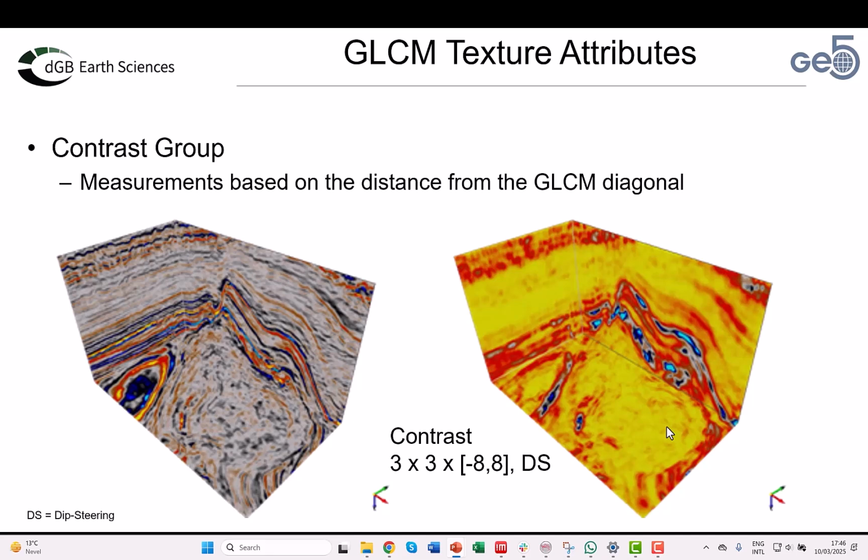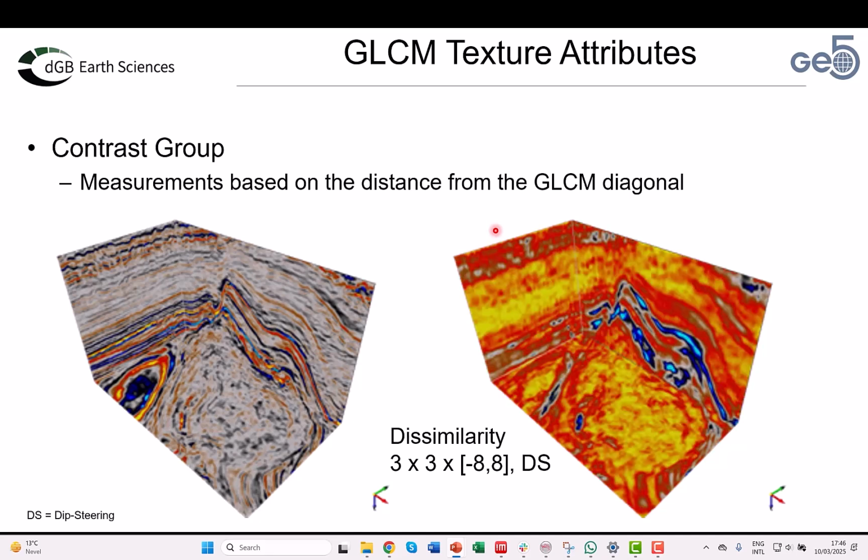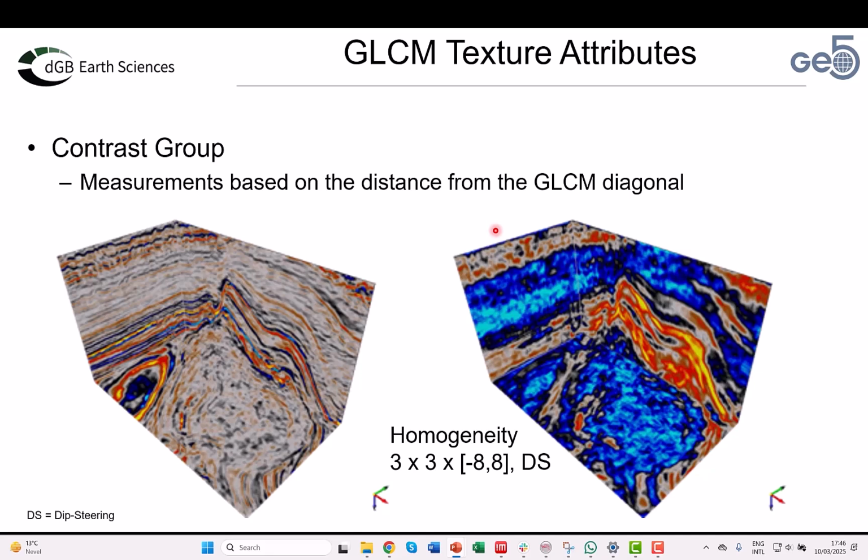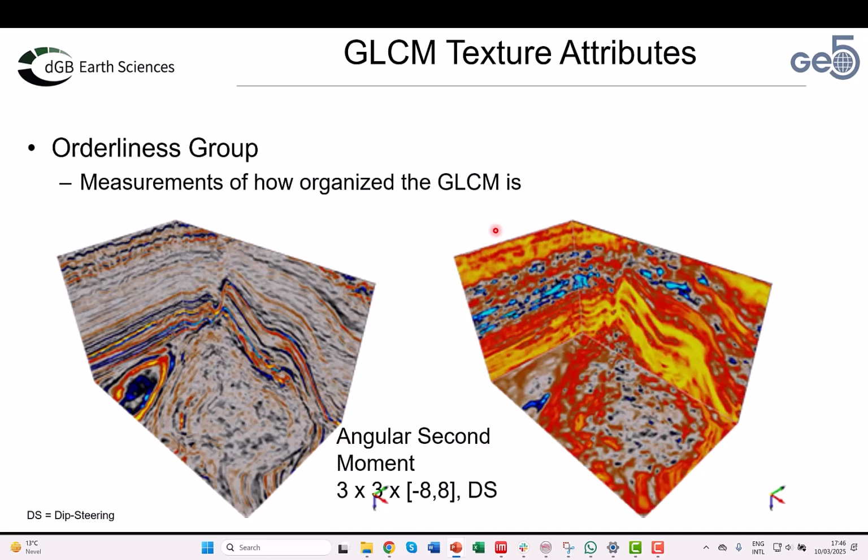One group is called the contrast group, and these are measurements based on the distance from the GLCM diagonal. And the first attribute in this contrast group is called contrast. And this is an example. Input on the left, and let me get my laser pointer again. So input here and attribute on the right. Contrast, dissimilarity, homogeneity belong to the contrast group.